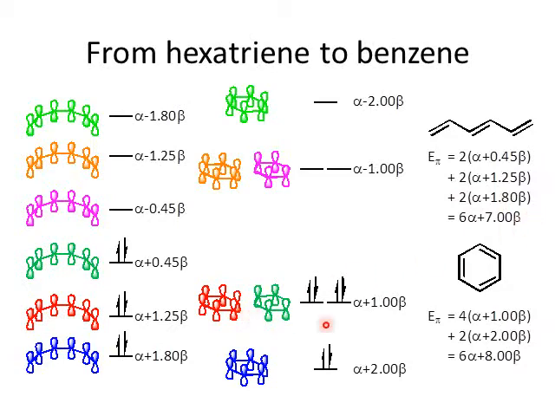For benzene, well, I've got 4 electrons at this energy level and 2 electrons at this energy level, and I get 6 alpha plus 8 beta. Notice that for benzene, we get overall a more stable system because we've got cyclic conjugation as opposed to the acyclic conjugated system. So it seems like we're getting some extra stability from that cyclic conjugation.